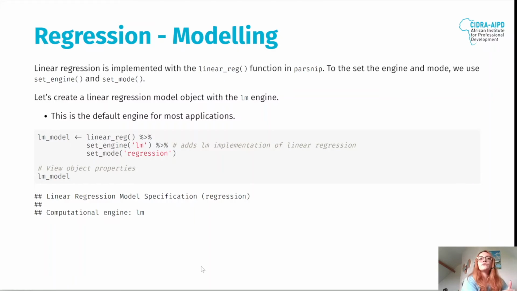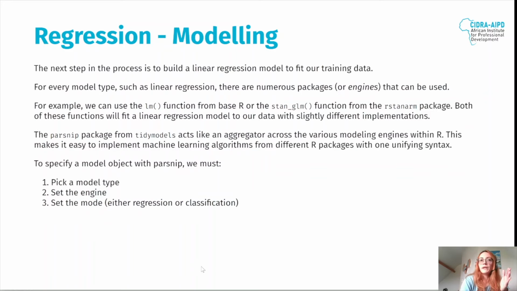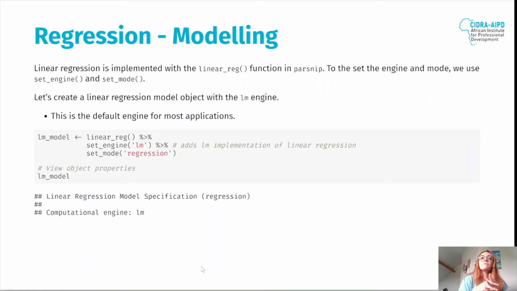We have the linear regression. So that's how we pick the model. The first part, pick a model. In parsnip, the linear regression one is called linear_reg. So you're saying, I want a linear regression model. And now we need to actually set the engine. So if you can see here, I'm applying with the pipe the engine that I want. I'm going to use the base R engine lm. So this is why I'm writing lm. So I'm adding the lm implementation of linear regression. And then I'm going to set the mode, that is a regression type of model.